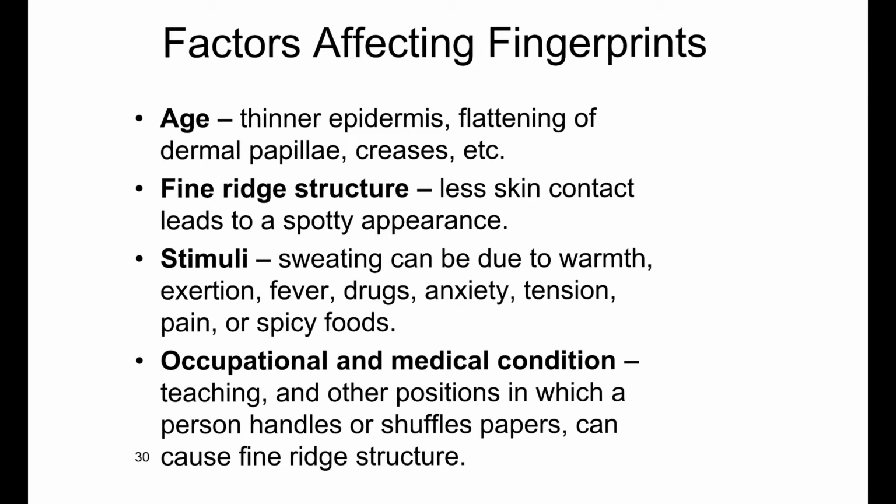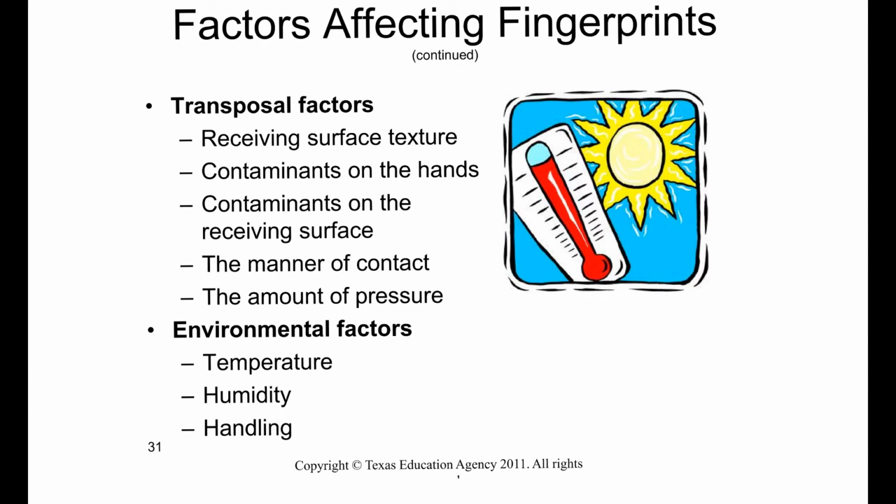There are some medical conditions and some occupational conditions which can over time alter your prints. So if you work with lots of papers, or you work with your hands a lot, that can change some of your ridge structure. It can blur some of the ridge structure out, so we won't see some of those characteristics as clearly as we once did.